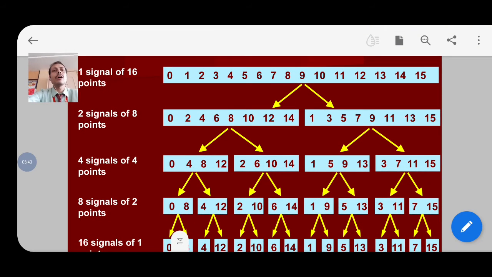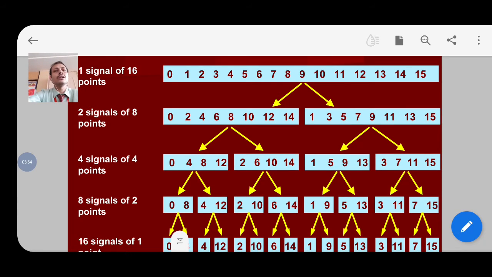These are the odd values. Okay, this is the first decomposition. The 16-point DFT is divided into two 8-point DFTs, which have even and odd subsequences. Okay, this is the 8-point DFT.